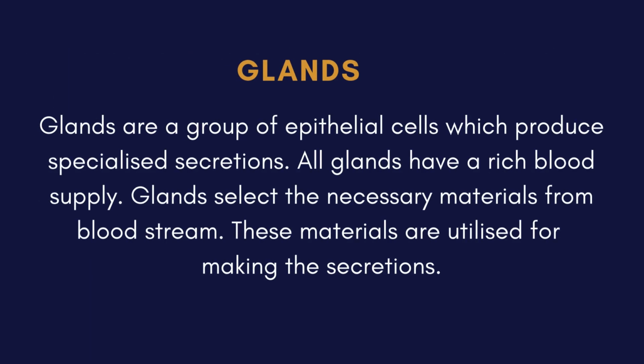Glands. Glands are a group of epithelial cells which produce specialized secretions. All glands have a rich blood supply. Glands select the necessary materials from the bloodstream. These materials are utilized for making the secretions.